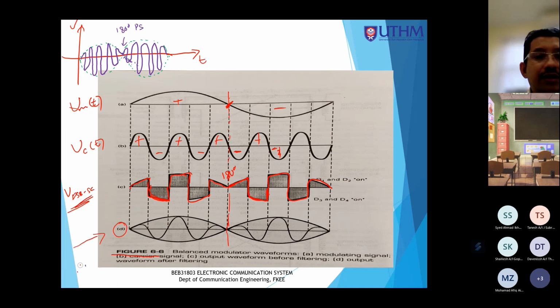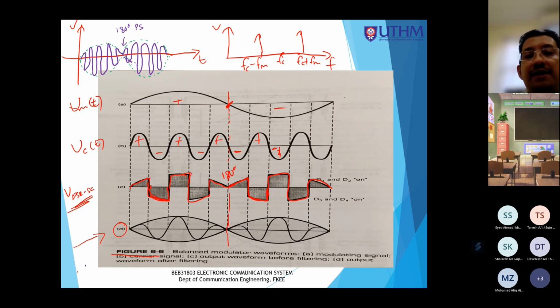Bagaimana pula dengan dia punya frequency spectrum? Ini pun kita dah lihat sebelum ini. So frequency spectrum, for example, amplitude spectrum, saya lukis amplitude spectrum V versus F. So yang mana kita ada lower sideband dan upper sideband. Okay, so kita tidak ada carrier component, so we don't have carrier component. We have the upper sideband FC plus FM. We have the lower sideband FC minus FM.